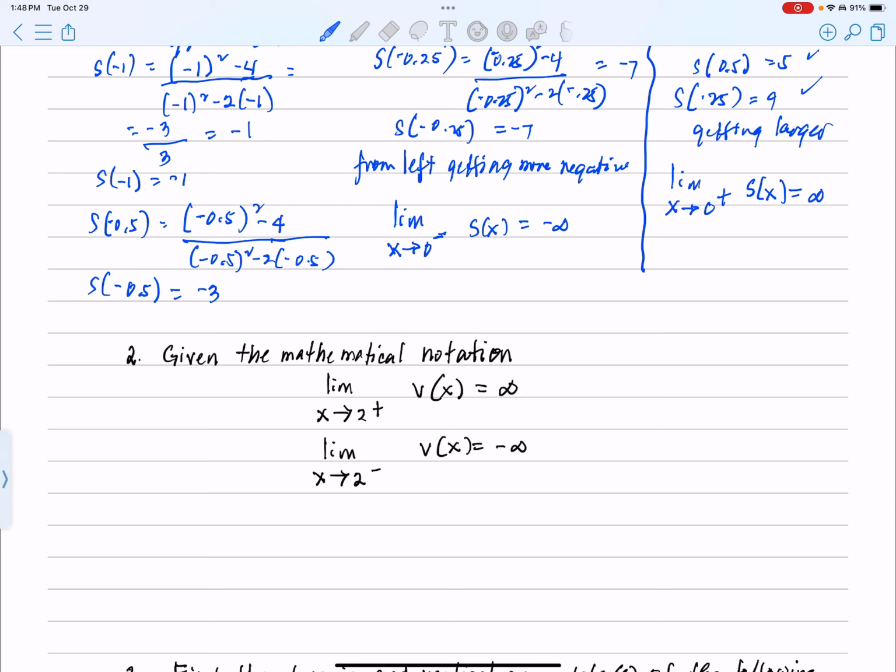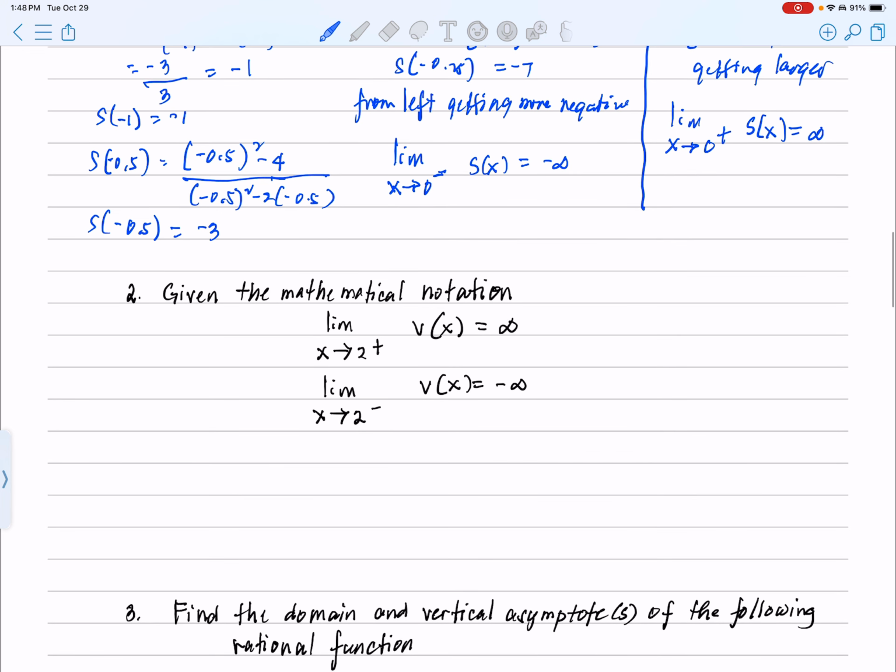Okay, let's do this first. Given the mathematical notation of the limit, as x approaches 2 from the right, the v of x is positive infinity. And the limit as x approaches 2 from the left, the v of x is negative infinity. So the limit describes how the v of x behaves as it approaches x equals 2. So what is our x equals 2? That is our vertical asymptote, right?